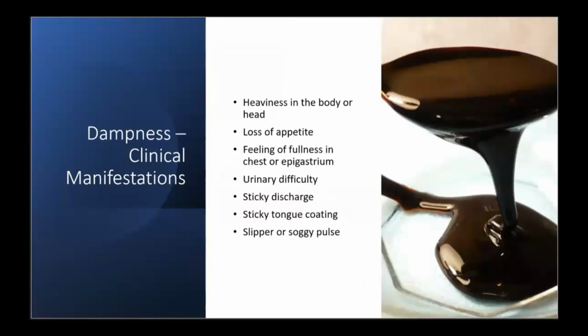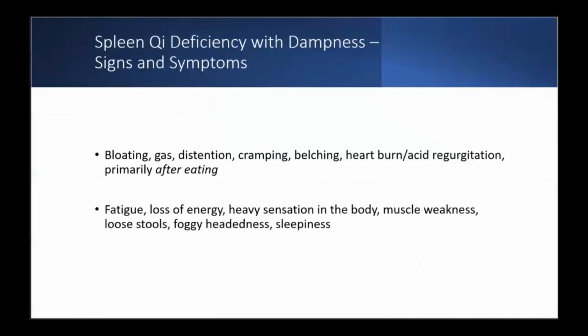Clinical manifestations: heaviness in the body or the head. Loss of appetite. Feeling of fullness in the chest or epigastrium. That's materials building up. Difficulty in urination. You've started to mess with the fluid metabolism in the kidney and the genitourinary tract. Sticky discharge. The tongue coat starts to get sticky and thick. Slippery or soggy pulse. The pulse starts to be slippery with dampness.